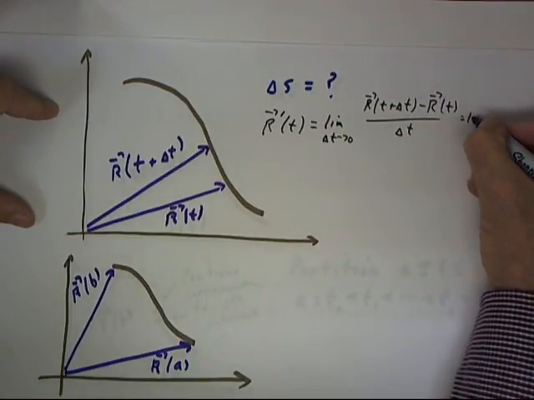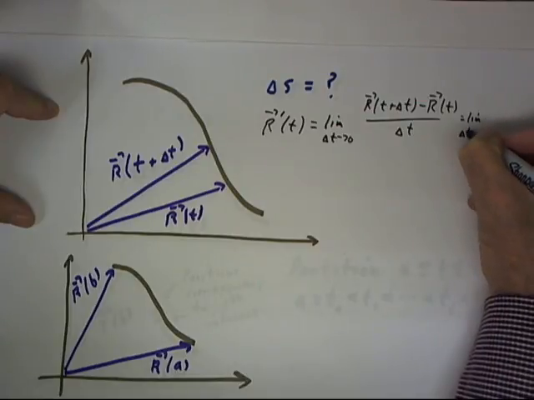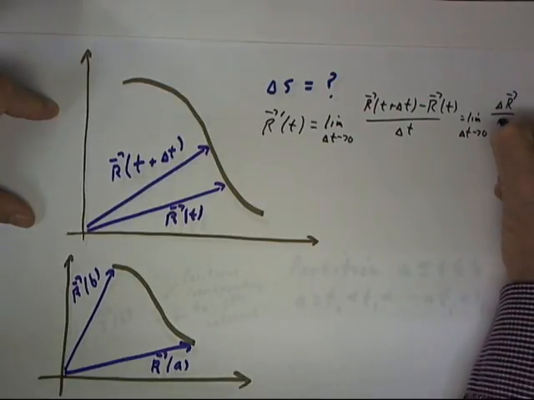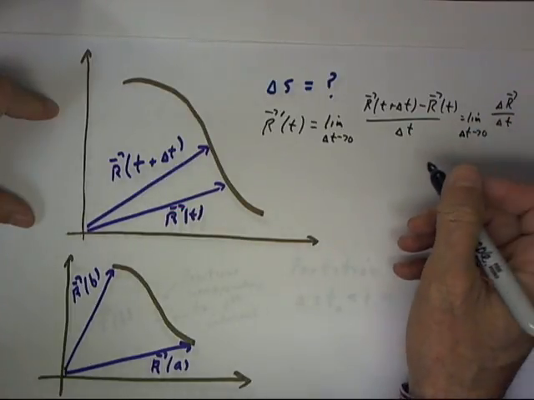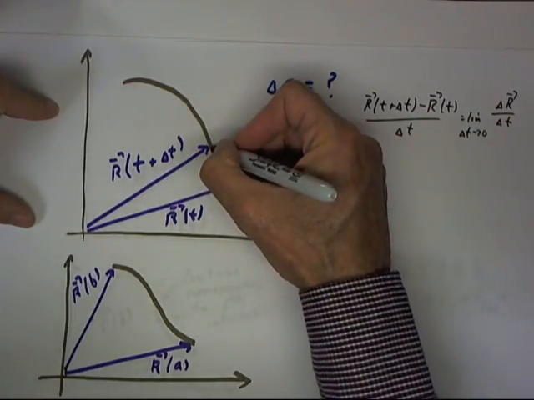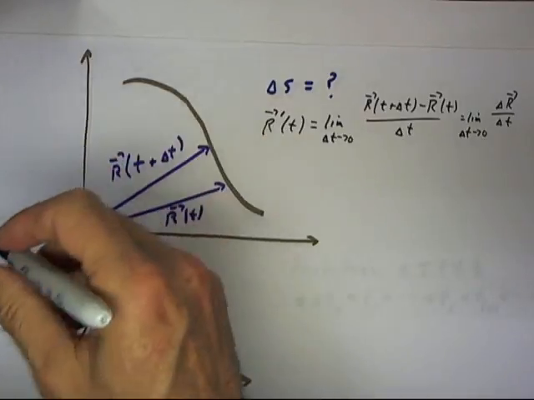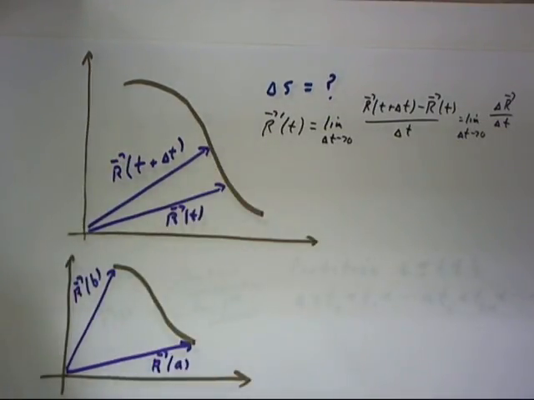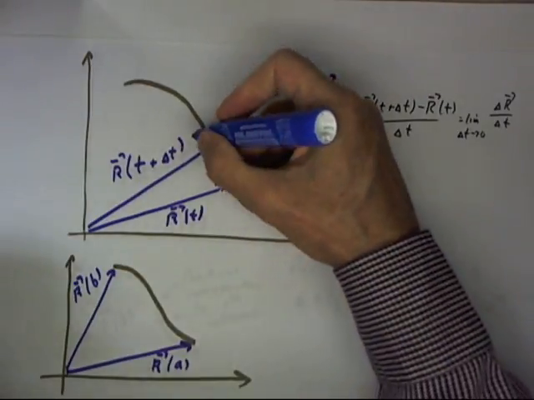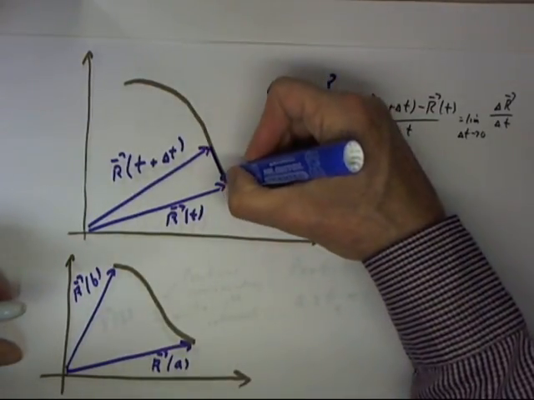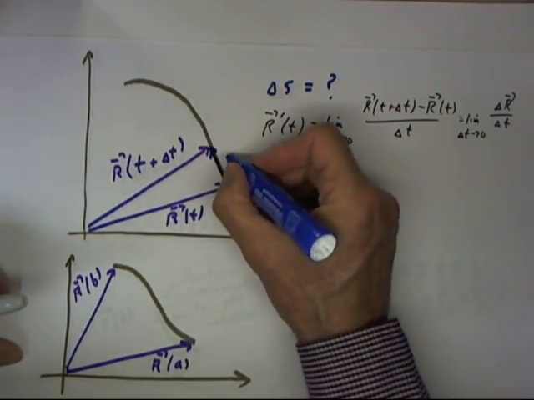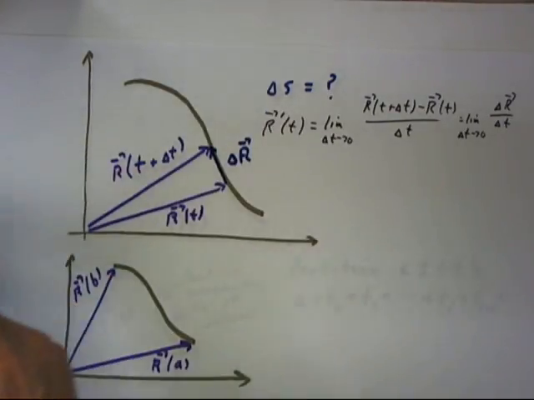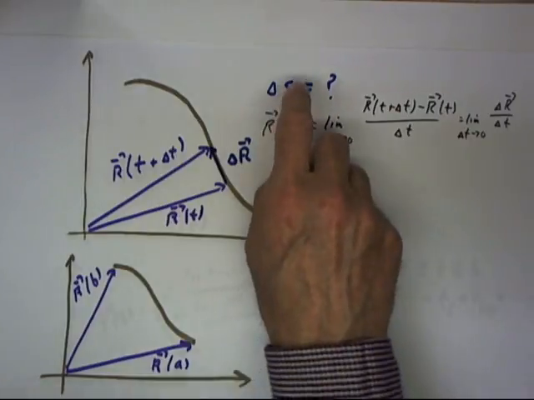which is the limit as delta t goes to 0 of delta r over delta t, where delta r is the vector from the r of t point to the r of t plus delta t point. So we could say that our delta r is here. Now, what do we mean by delta s?